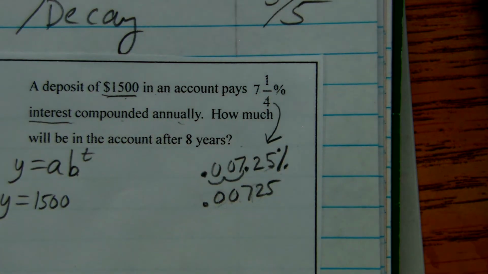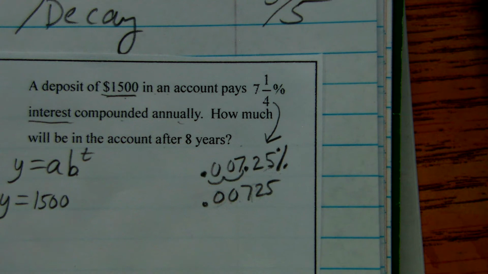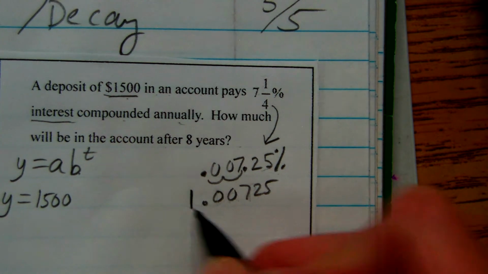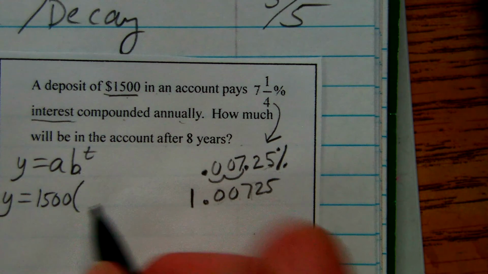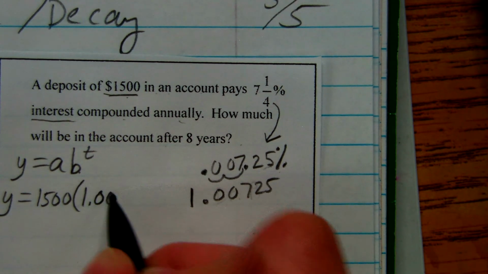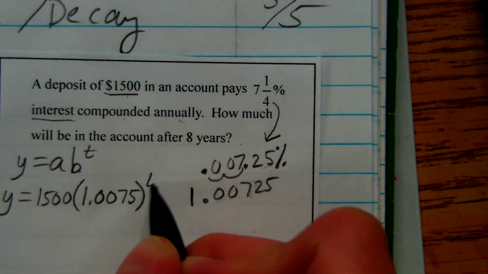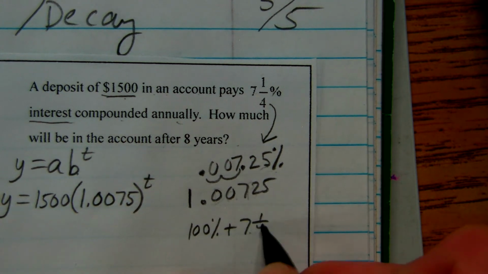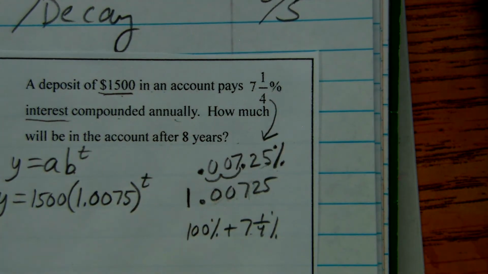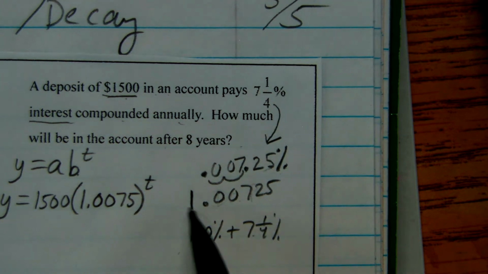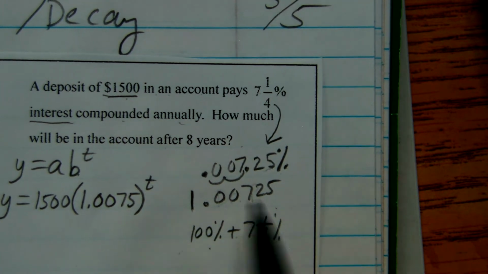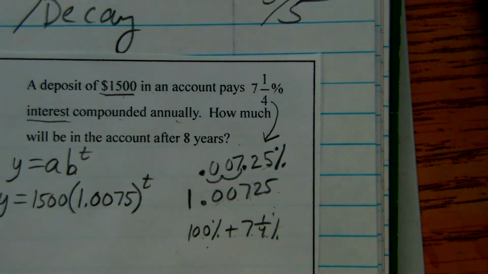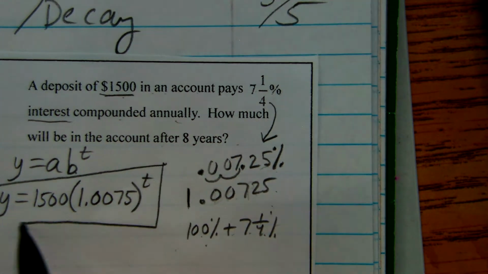How do you write 100% as a decimal? Go ahead. 1. So I'm going to add it to 1. I'm just going to put a 1 in front of it. So then my multiplier is 1.00725. Because basically what we're doing is we're taking 100% and adding the 7.25% to it because it's growing. And so 100% is 1, and the 7.25% is the 0.00725 that we just did, and you add it together. So this right here is my equation.